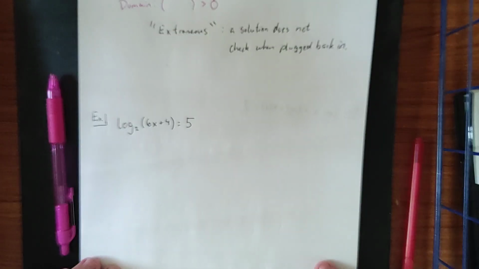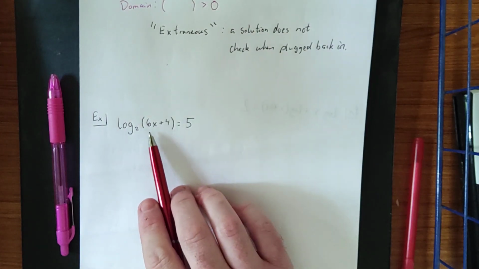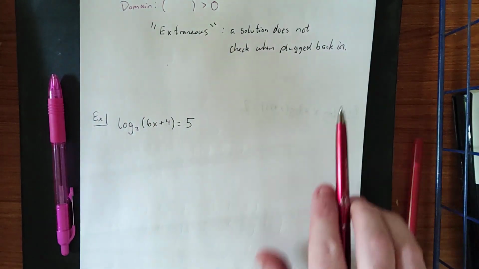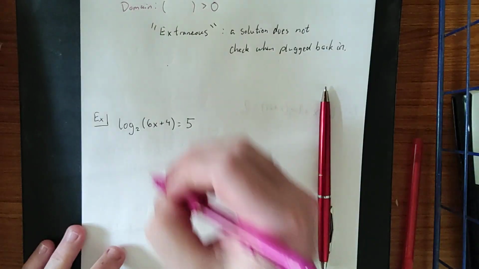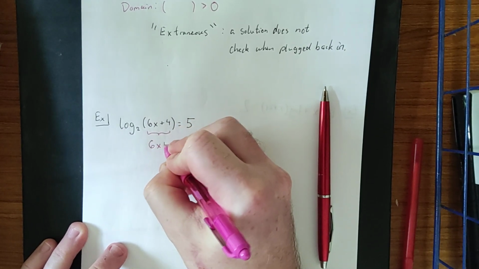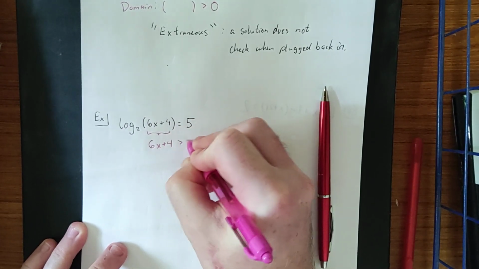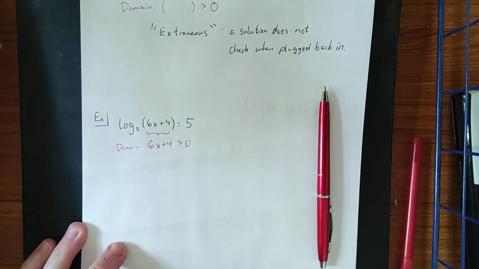So first example we have: the logarithm base 2 of 6x plus 4 is equal to 5. I'd like to start by immediately taking a look at that domain and saying whatever's inside the parentheses, called the argument of the logarithm, this is going to have to be greater than 0. So this is the domain that we have.